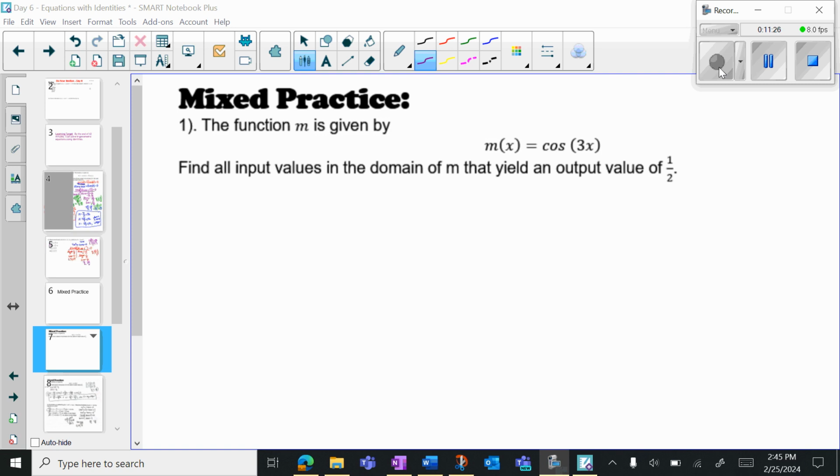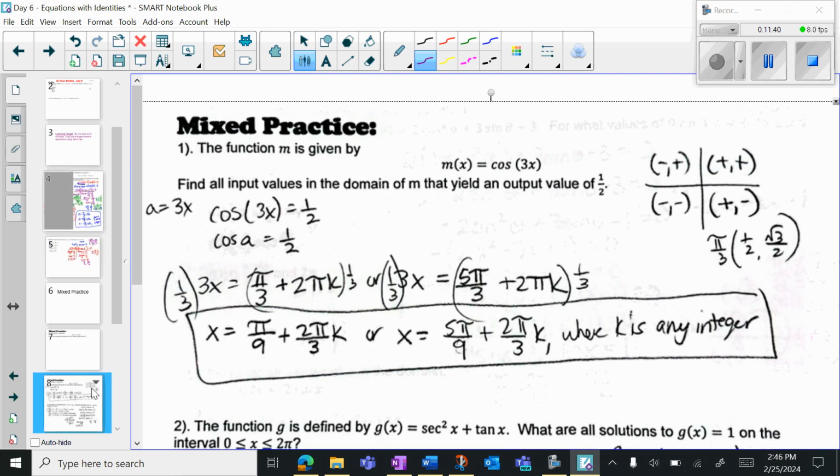Now, I hope you notice for the first mixed practice question, when you see m of x is equal to cosine of 3x, now we have our double angle formulas, but we don't know anything with 3x. So you begin to freak out saying, I don't know how to do this. But you do know how to do this based on the first example we did in this video. So for number 1, make a equals 3x. So solve it. So set it equal to 1/2. So cosine of 3x is equal to 1/2.